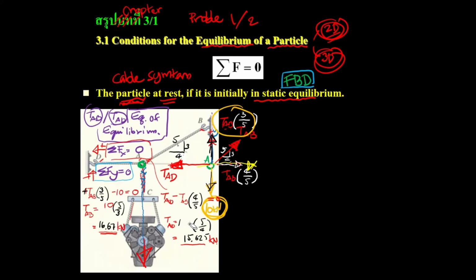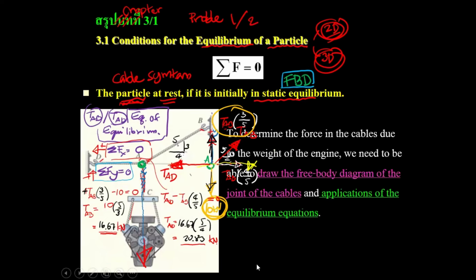This is going to be 16.67. 16.67 times 5/4. So what did you get? Times 5 divided by 4 gives 20.83. I think this is not correct, but anyway, it should be okay. You get the answer of 20.83 kilonewton, right? Okay. I put it over here, and I explain the wording over here.